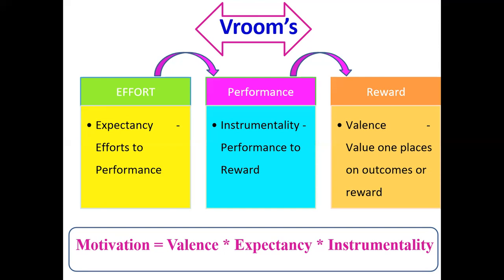So motivation, according to Vroom, is explained as the product of valence into expectancy into instrumentality. Valence is the value or strength one places on a particular outcome or reward, and expectancy is the effort to performance. It relates efforts to performance. And instrumentality is that performance is always related to reward. So there is always a relationship between these three aspects.